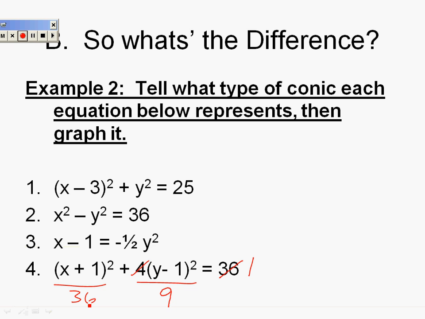Do they have the same denominator? No, which means, what is it? It's an ellipse because they have different denominators. Now, I'm not going to graph this because we just got through doing it today and we're kind of running late on time. But I do want you guys to be able to tell what it is.